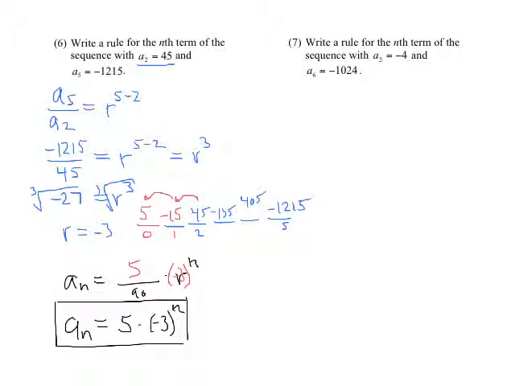Is it the one that's in the back of the book? Probably not. But it is a formula that works. It gives us A2 and A5.